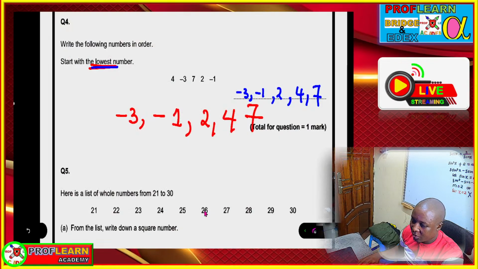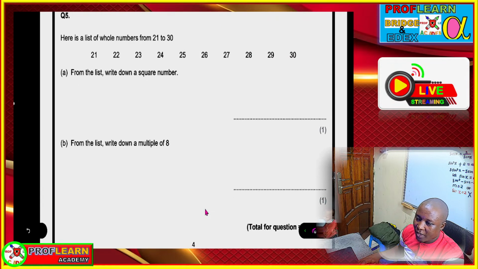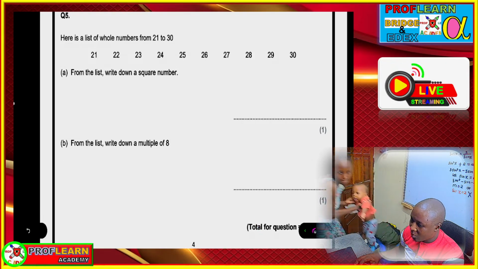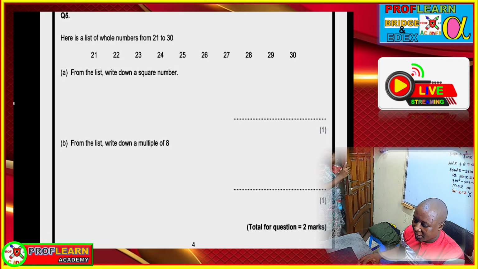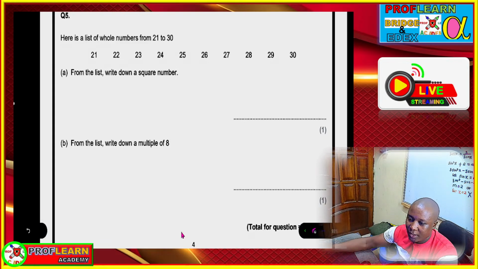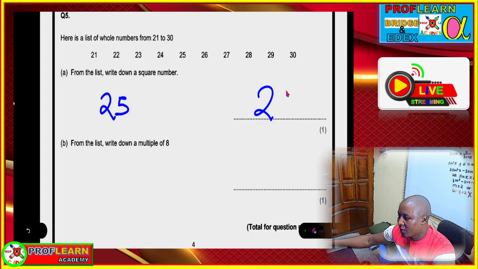All right, let's just continue. Here is a list of numbers from 21 to 30. Write down the square numbers. The question is, how do you find the square numbers? We are supposed to write down the square numbers, those numbers which you can find their exact square roots. So we can say 25 is a square number. Here is 25.